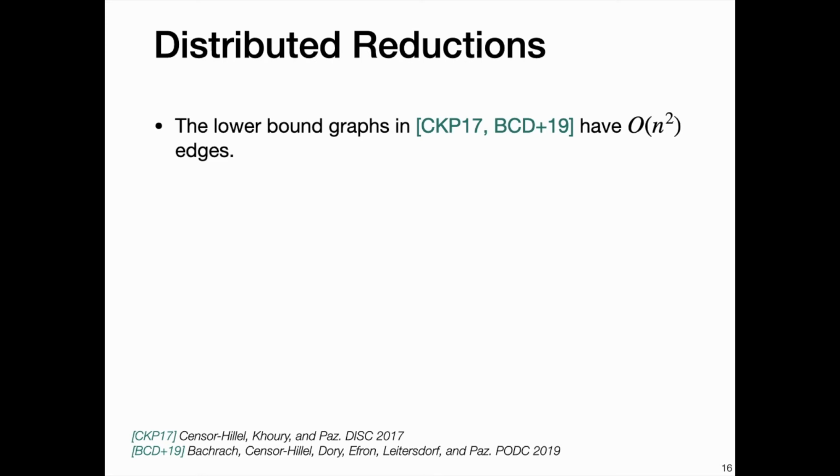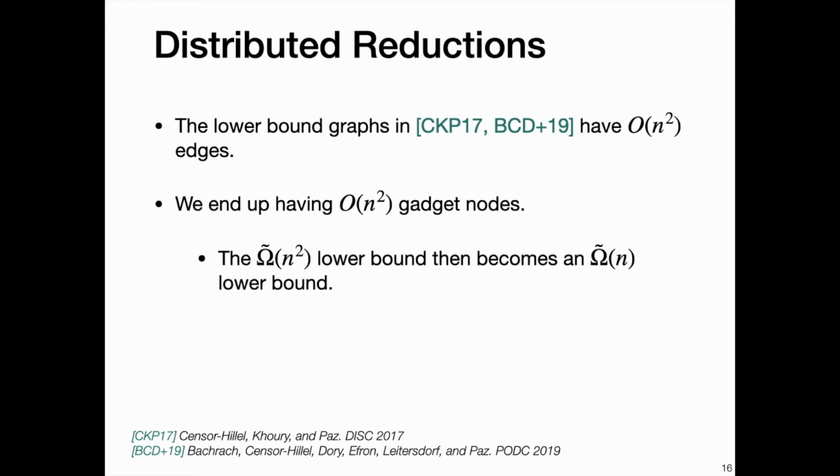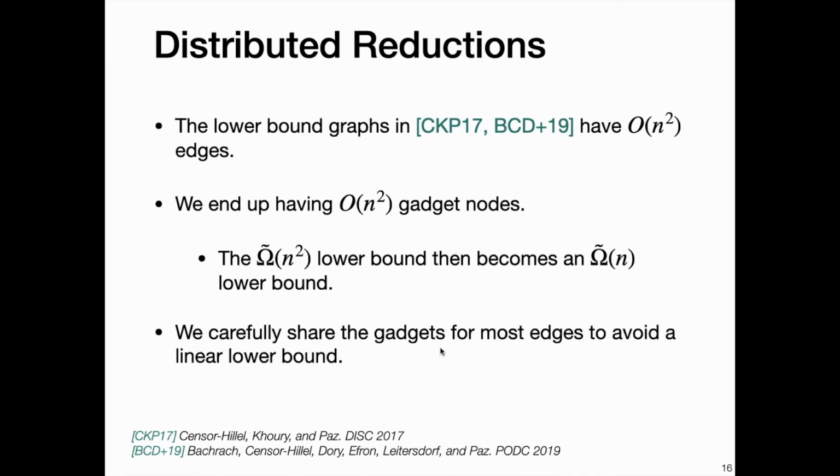The lower bound graphs in the previous work have n squared edges, which means that we will end up having n squared gadget nodes in our lower bound graph. This is a problem since we have an n squared lower bound on a graph with n squared nodes, which means that the quadratic lower bound will become a linear lower bound. To avoid this, we carefully share the gadgets for most edges, which allows us to have only a linear number of gadget vertices, which makes the total number of vertices in the graph linear, and the n squared lower bound holds.